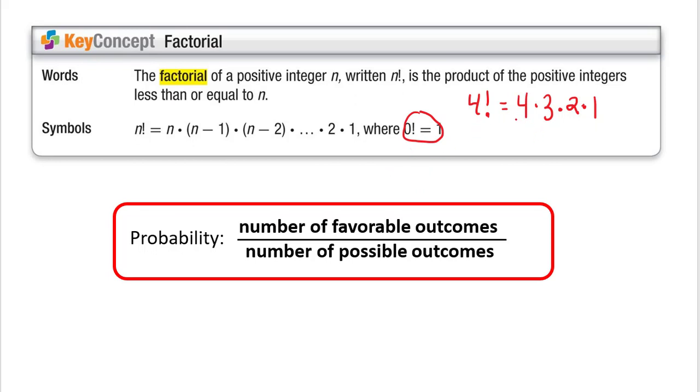Now, what probability is: the number of favorable outcomes over the number of possible outcomes. So the number of favorable outcomes versus the number of possible outcomes.